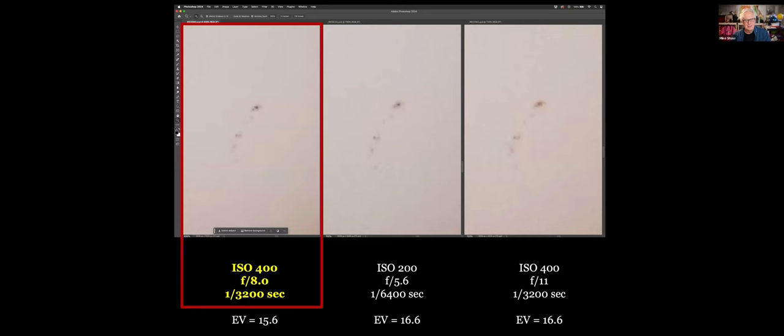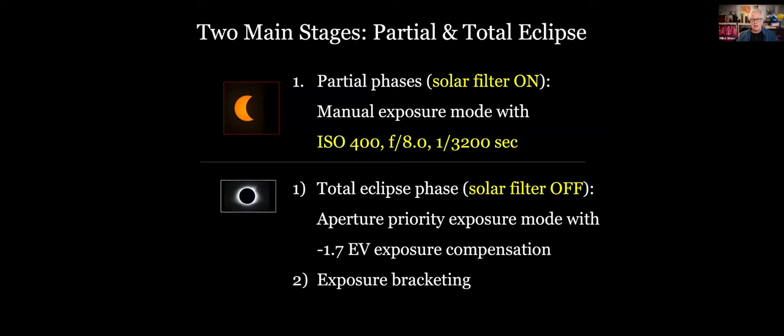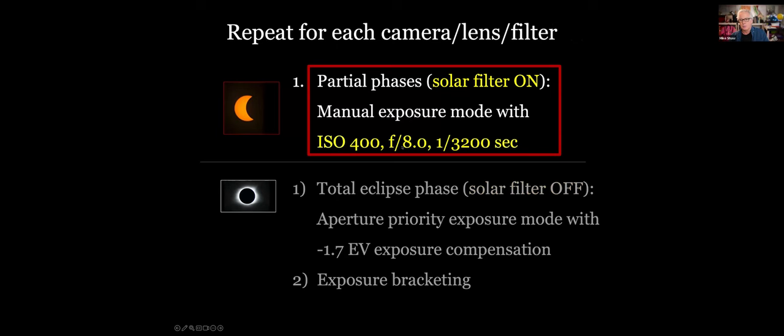So that's one of the messages I wanted to convey today. Now look at where we are. When we are looking at the partial phases, I'm going to say, I'm going to use an ISO of 400, an aperture of F8 at 1/3200th of a second. Done. I'm done. That's what I'm going to do. And I don't have to worry about that. That takes an enormous amount of stress out. And then sure enough, when I start shooting the sun, and you can practice this with these settings.